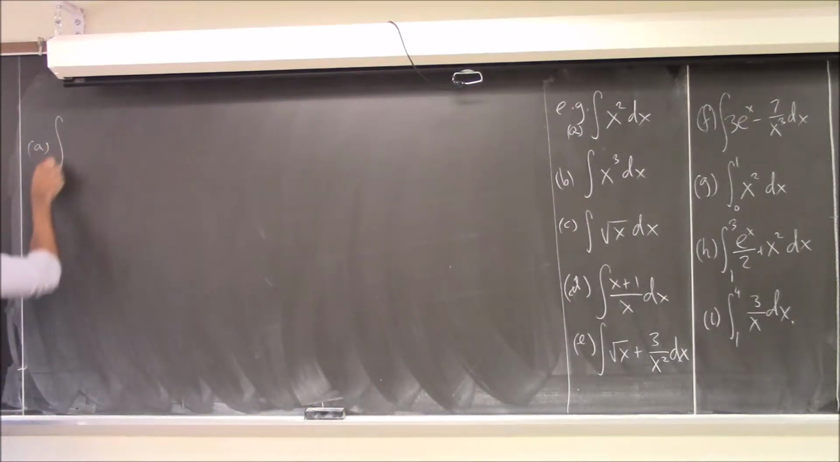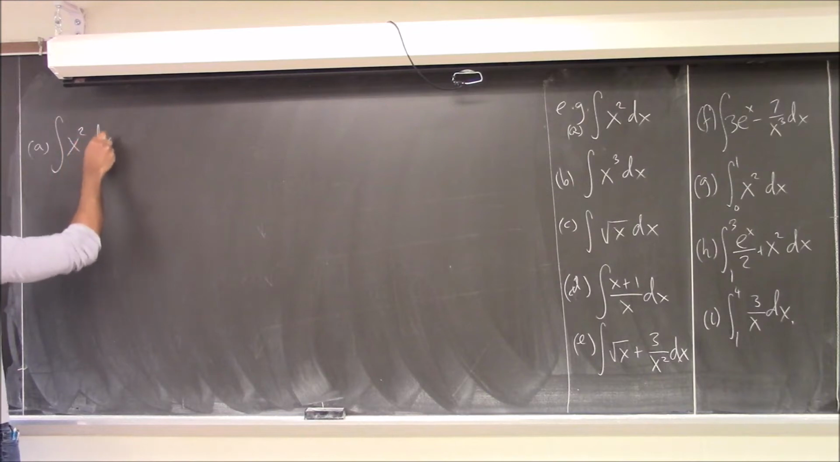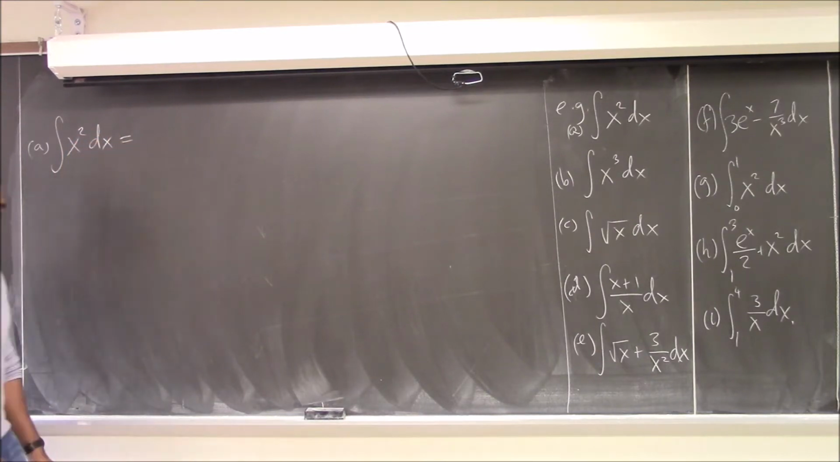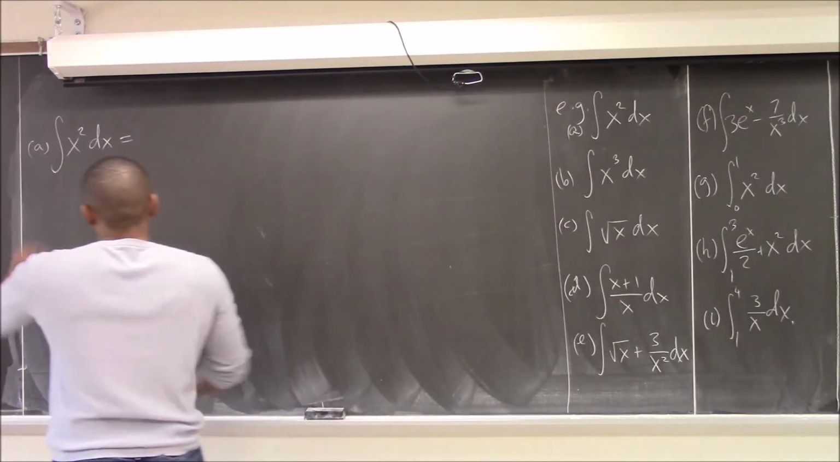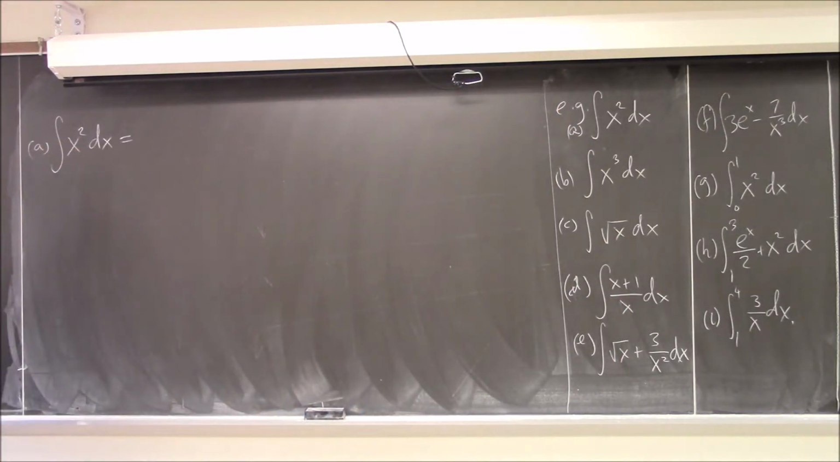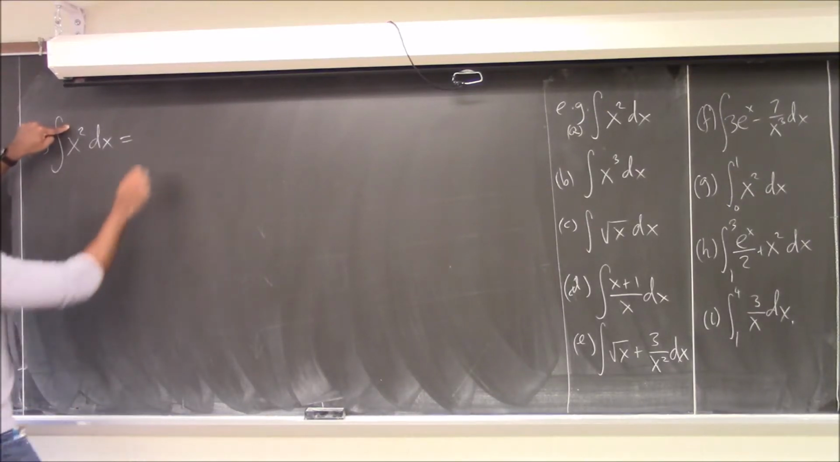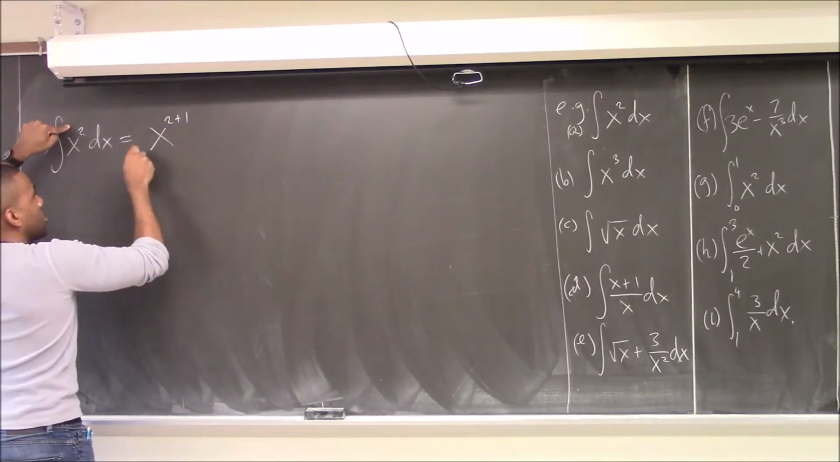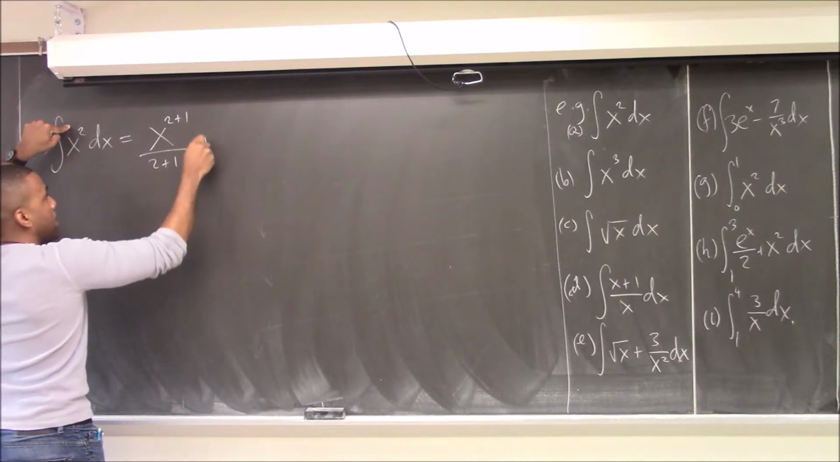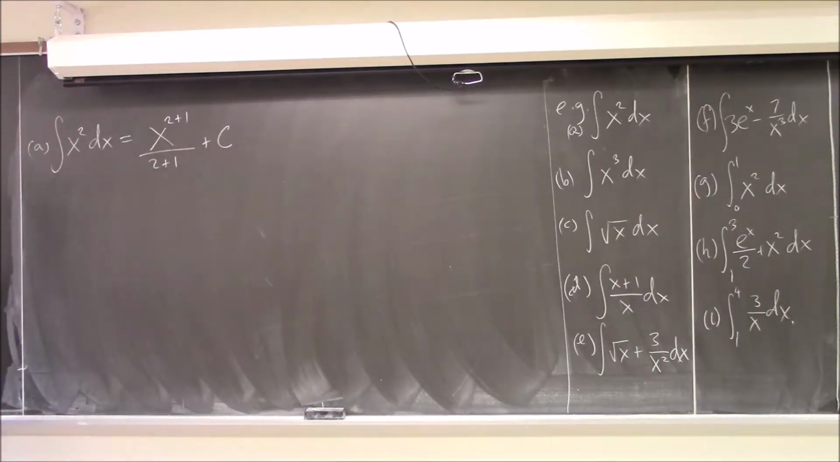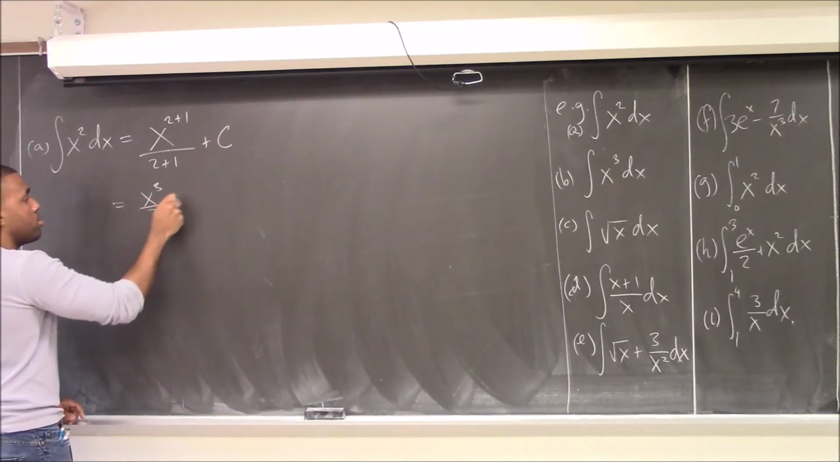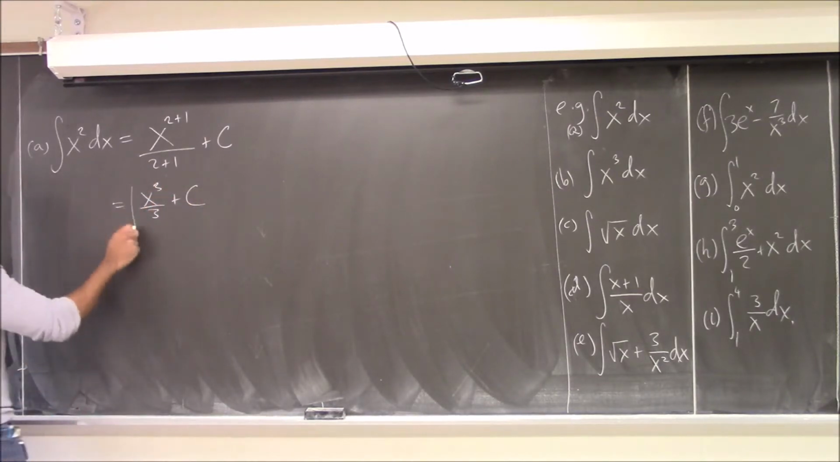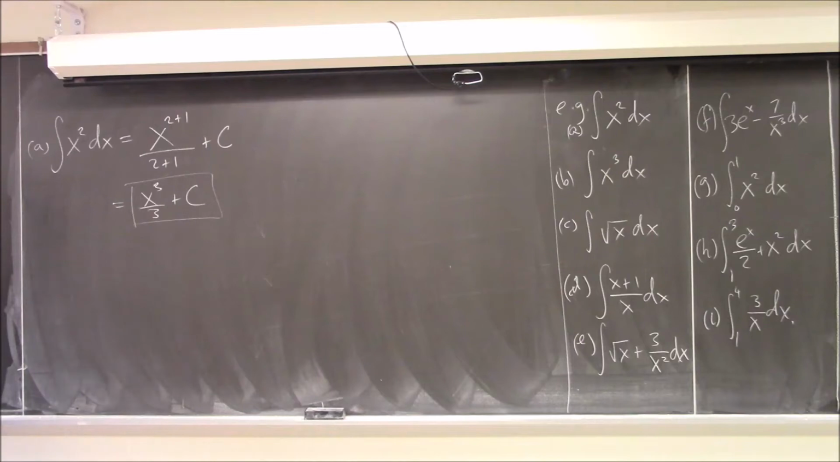A. Which rule do we use? Power rule. It looks like x to a constant power. So what does the rule say? Add 1 to the power, divide by the new power. As long as the power is not minus 1, that works. And so this would be x cubed over 3 plus c. That's the answer. Because it's the power.